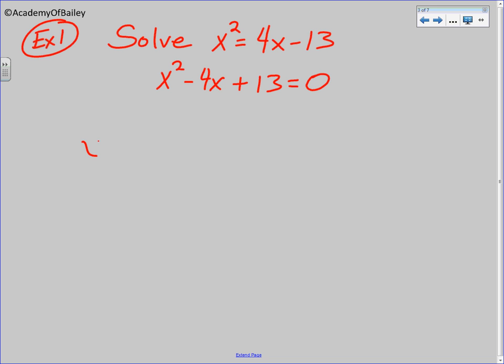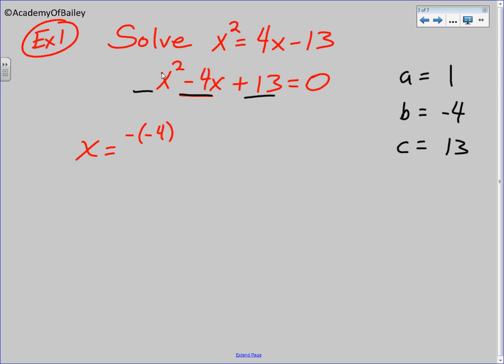Quadratic formula says x is equal to negative b. In this case, b is the number in front of x. Well, if we say -4, and you know what, it might be helpful to label what a is equal to, what b is equal to, and what c is equal to. In this case, a is 1, b is -4, and c is 13. Make sure you pay attention that I did not put any x's with those coefficients. All I want is the coefficients, the numbers in front of the variables.